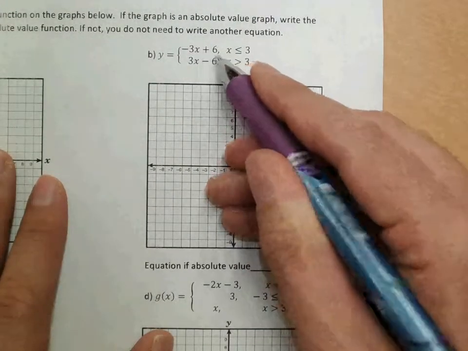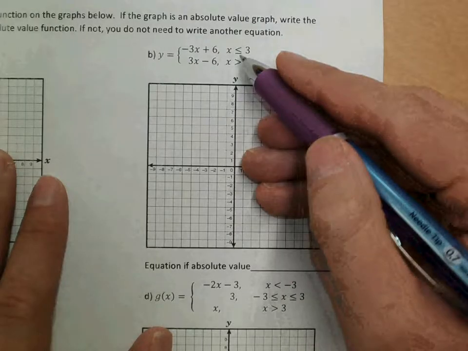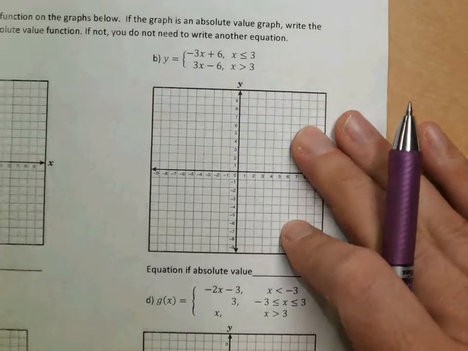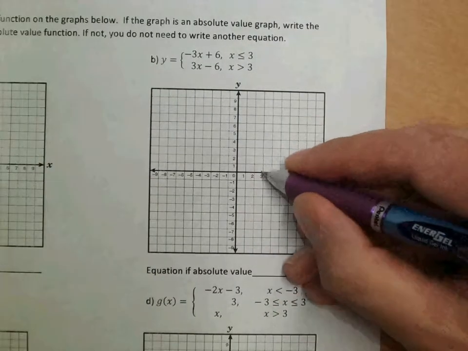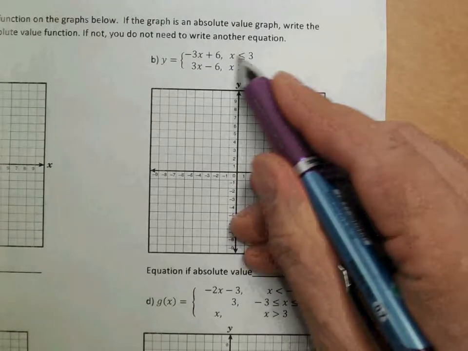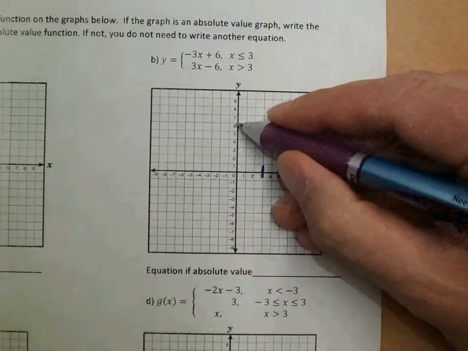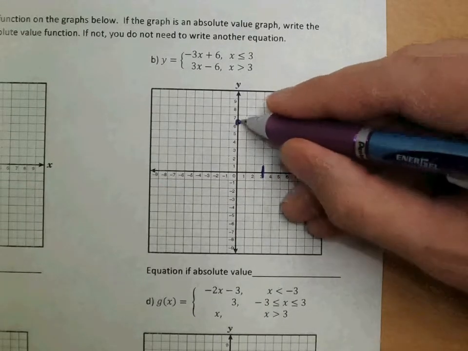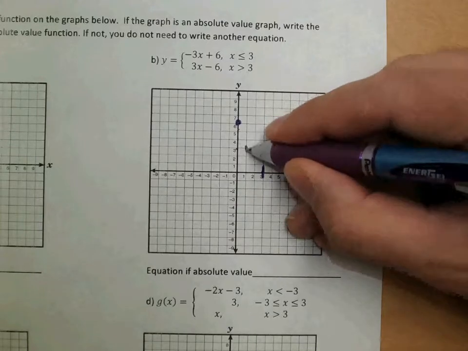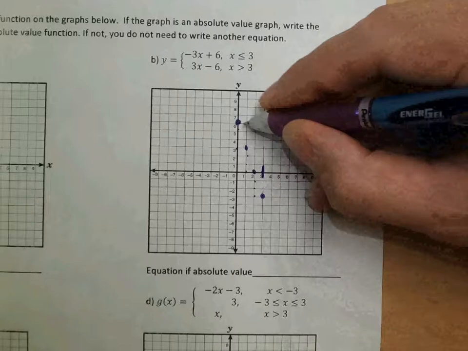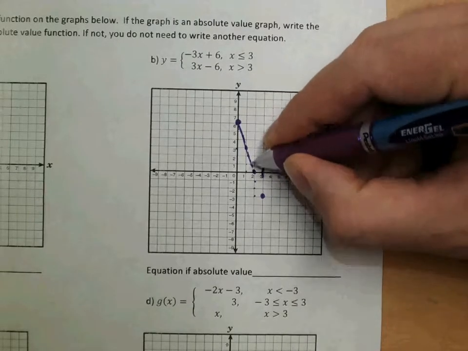Y equals negative 3x plus 6 when x is less than or equal to 3, and y equals 3x minus 6 when x is greater than 3. So 3 is where it's going to switch what's going on. And when you're to the left of 3, we're going to use negative 3x plus 6. That has a slope of negative 3 and a y-intercept of 6. So the slope is down by 3, over by 1, down by 3, over by 1, down by 3, over by 1. So here we are.